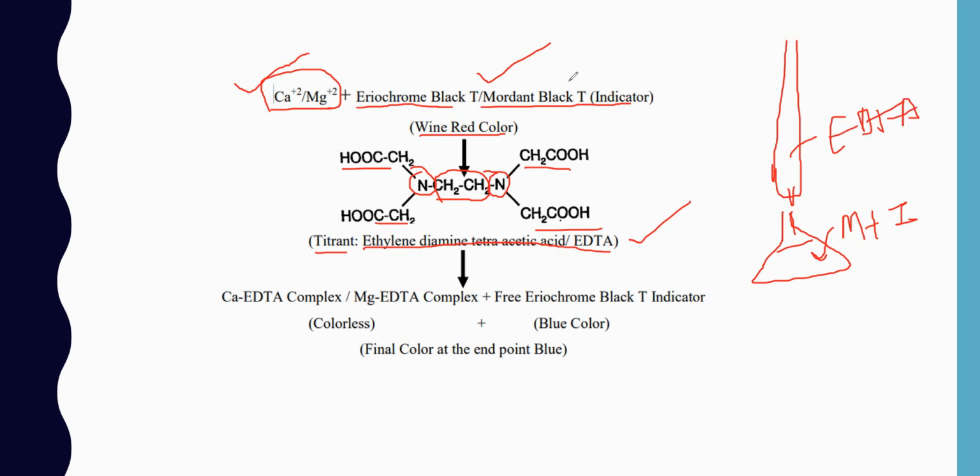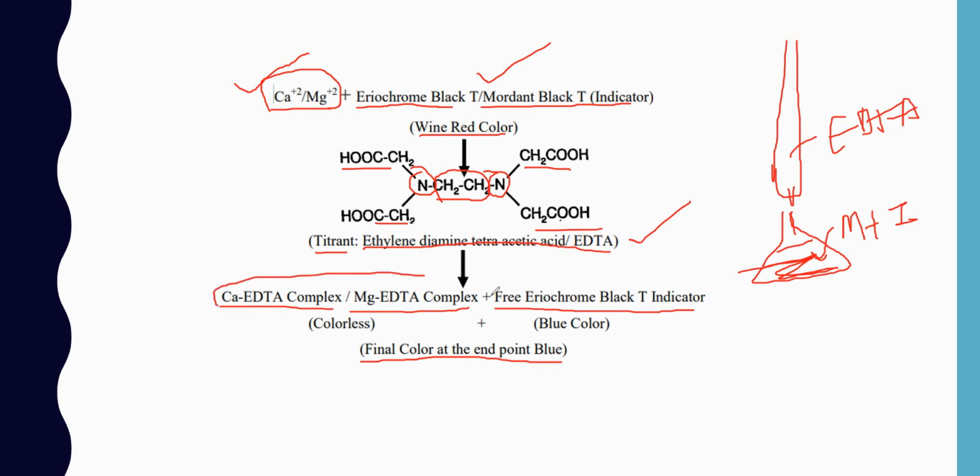Okay, the color of this is wine red. Once we are adding the EDTA drop by drop, calcium and EDTA complex is forming, magnesium and EDTA complex is forming, and free Eriochrome Black T indicator is present. The final color at the end point would be blue.